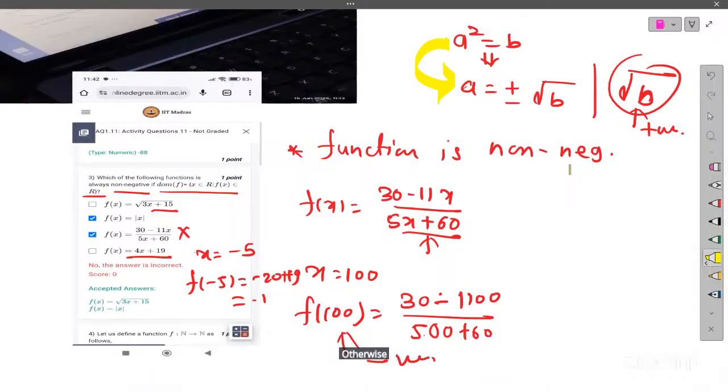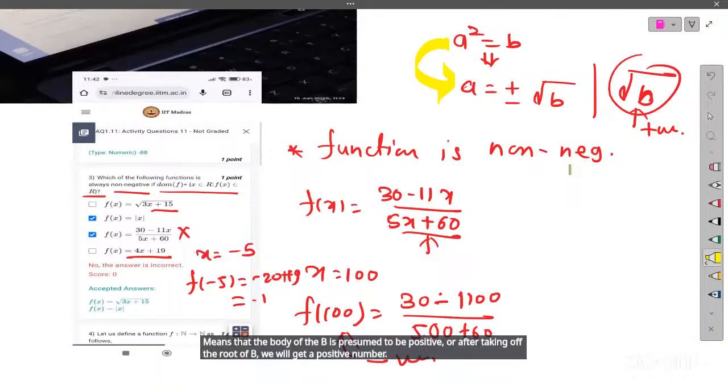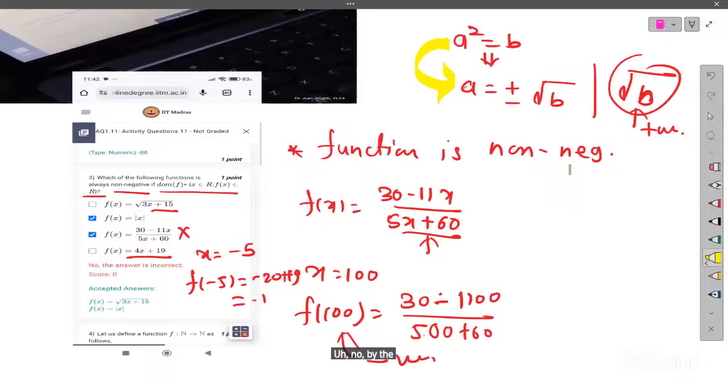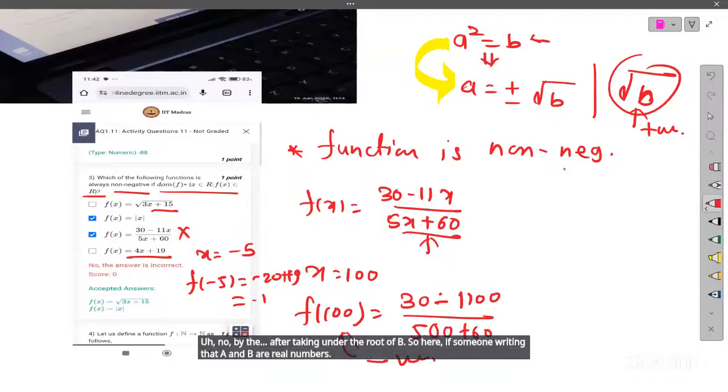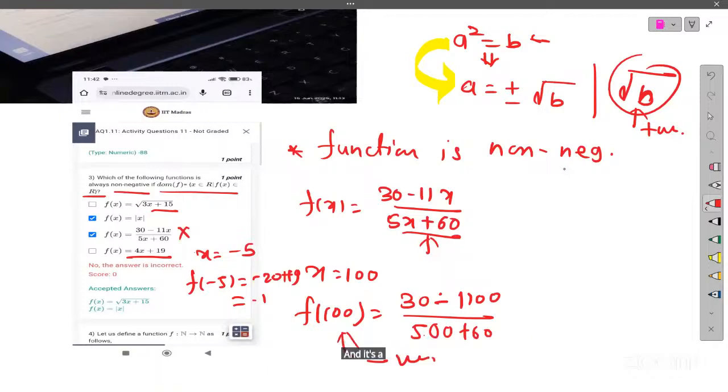Otherwise, whenever the root is there, it's always assumed to be positive. Is that okay? Means that the value of b is assumed to be positive, or after taking out the root of b, we will get a positive number. So here, if someone is writing that a and b are real numbers, they are already assuming that b is positive, because the under root of negative numbers does not make sense, right? It would be a complex number, so that's why. So that means after getting the square root, it will be a positive number.